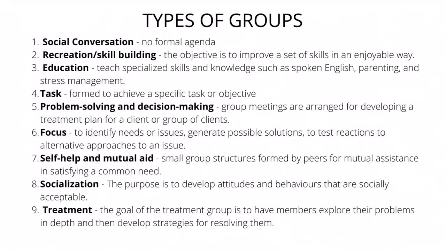There is actually considerable overlap between task groups and these kinds of groups. In fact, problem solving and decision making groups can be considered a subcategory of task groups. Social service providers use the group meetings for objectives such as developing a treatment plan for a client or a group of clients, or deciding how best to allocate whatever little resources they have.